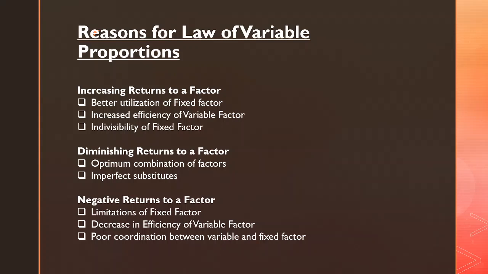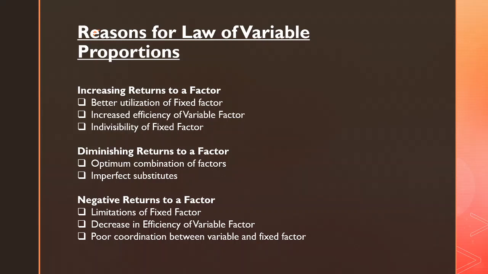But after some point, if we use more labor on it, our total production or total product is going to increase but at a diminishing rate. And after that, we reach a point where we use more variable factor, that is labor, then our total production is going to be negative.